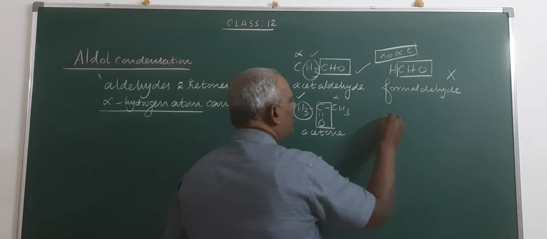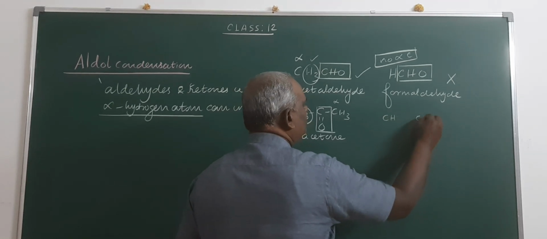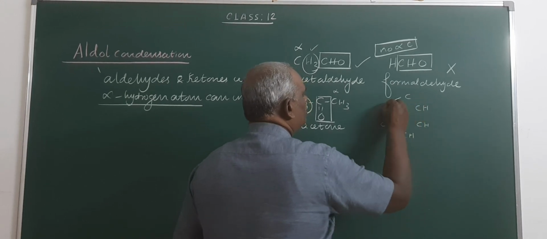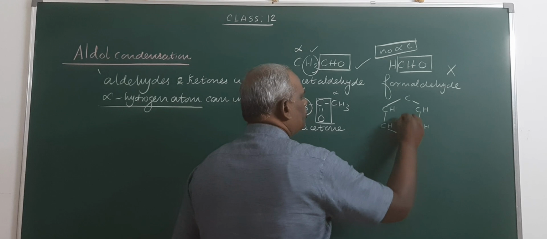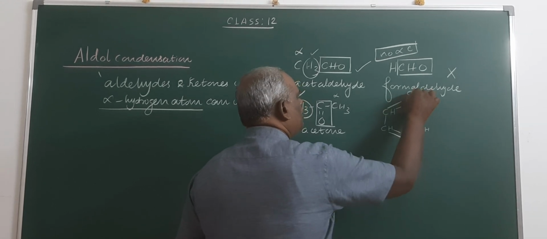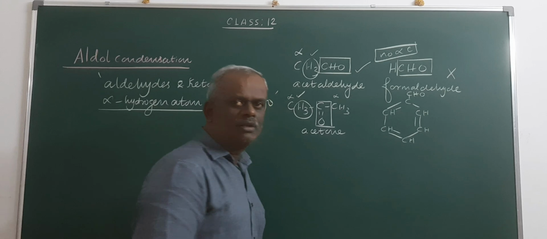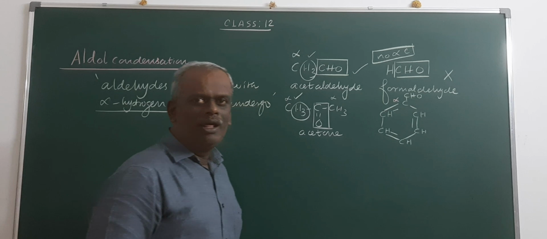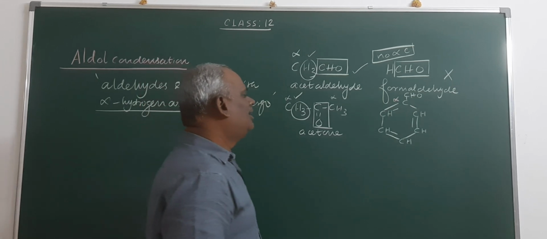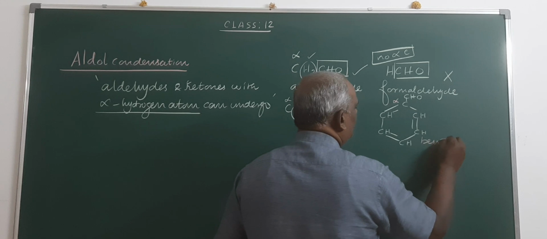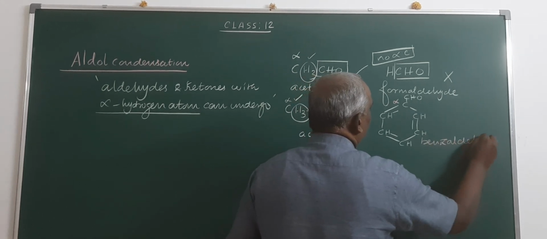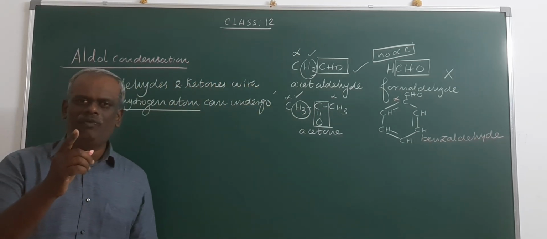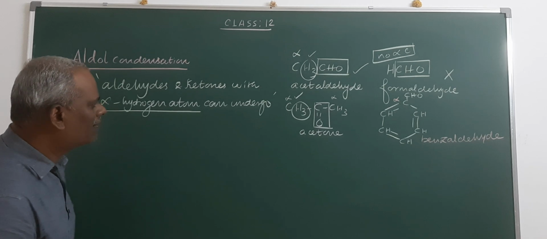If you take benzaldehyde, we know the structure of benzene. So this is the structural formula for benzaldehyde. The carbon bonded with CHO is the alpha carbon, and there is no hydrogen on it, and hence benzaldehyde does not undergo this reaction. So the aldehydes and ketones having alpha hydrogen can undergo this reaction.